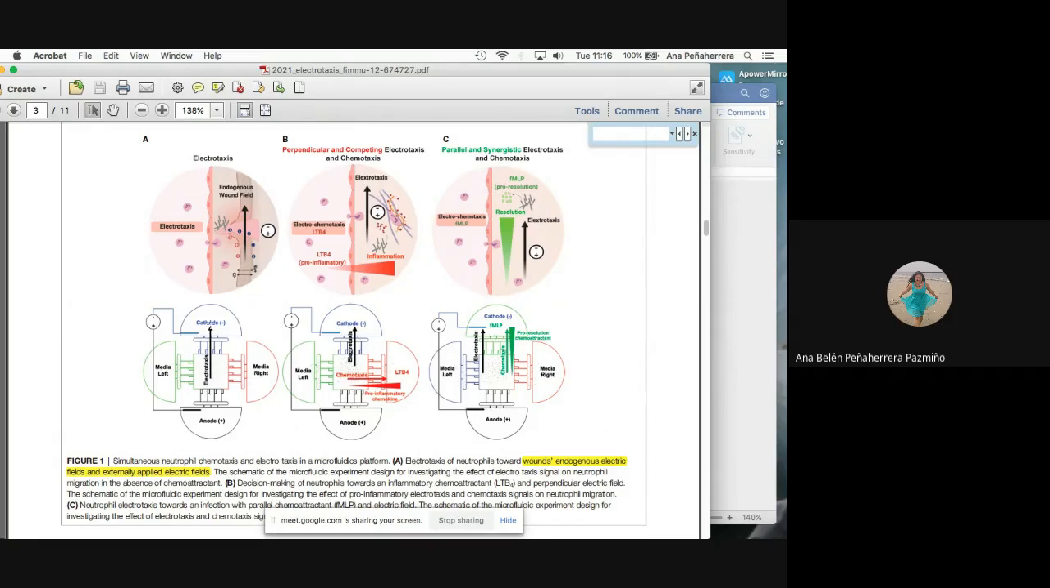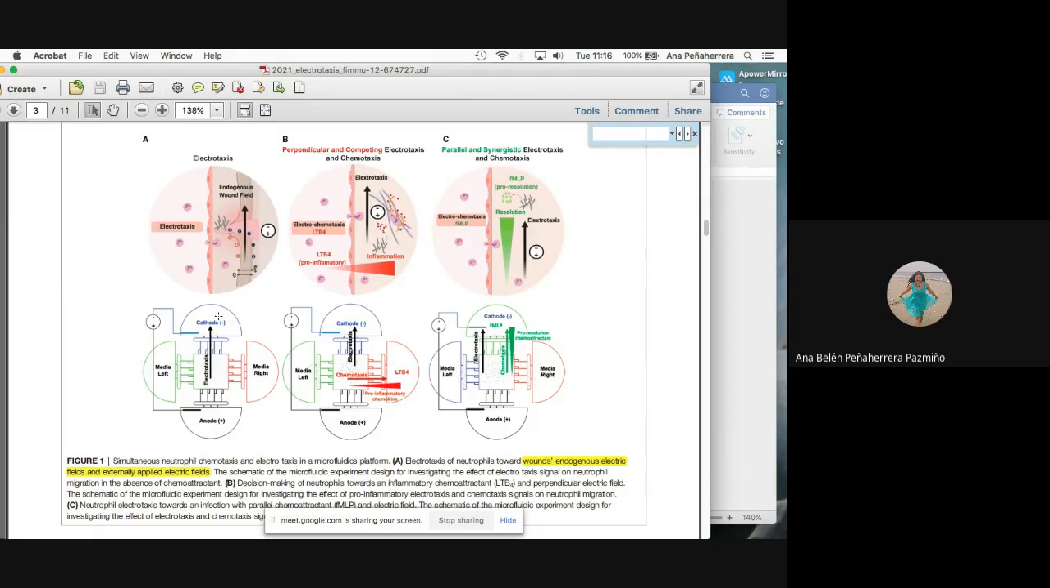Above we have the cathode, and below we have the anode. Then on the right we have a media well, and on the left we also have media. So we are going to see how the cells migrate to the cathode.